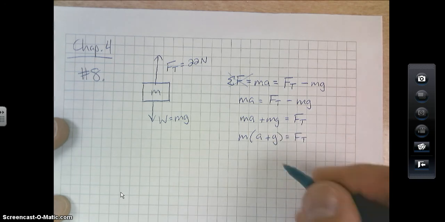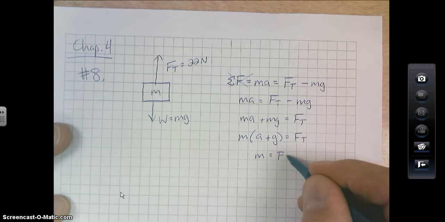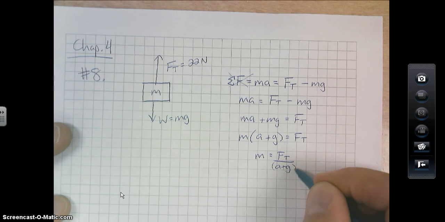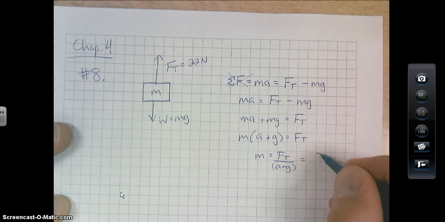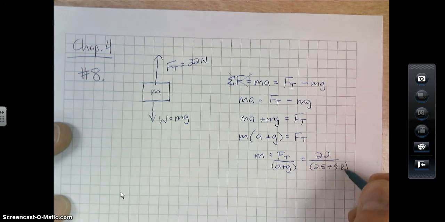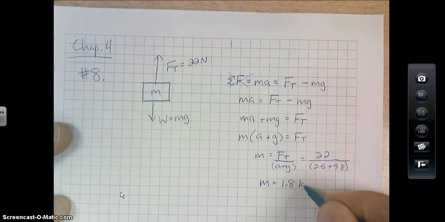So again, if I want to solve for the mass, then the mass should be F_T divided by a plus g on the bottom. So I would have 22 divided by 2.5 plus 9.8. So I end up with a mass of 1.8 kilograms or greater.